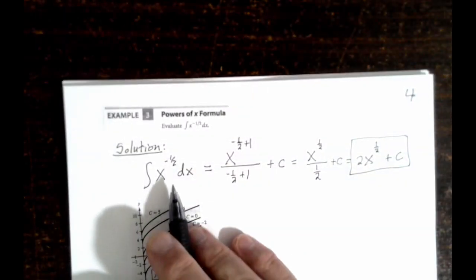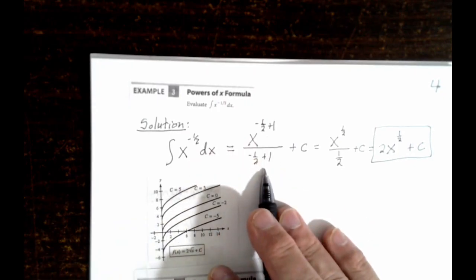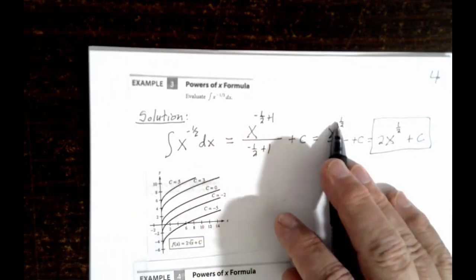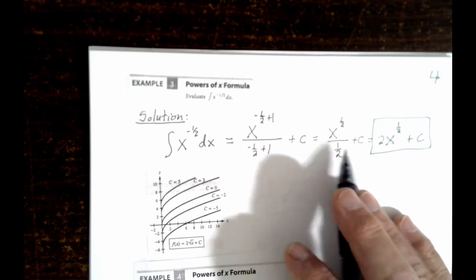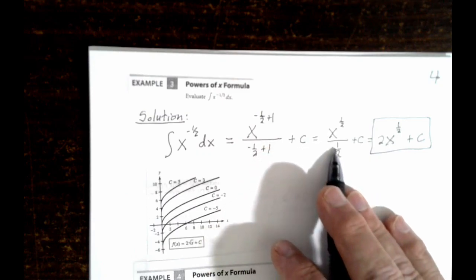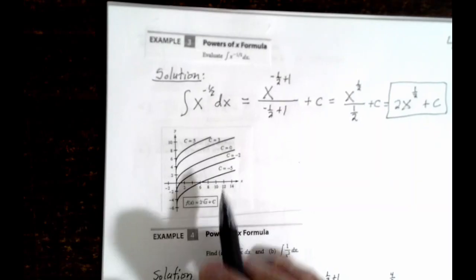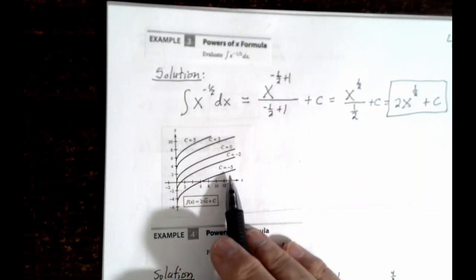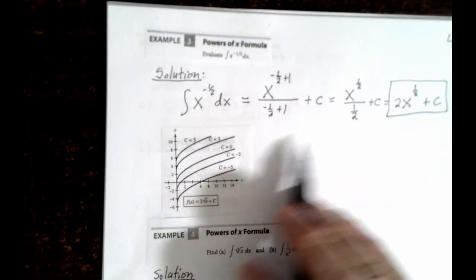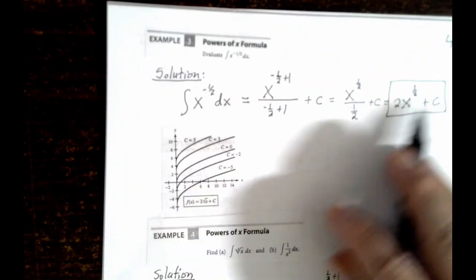What about x to the minus 1/2? Well, same idea. Add 1 to the exponent and divide by that new exponent, and you get 1/2, and when you divide by 1/2, you flip it and multiply it times the top, and it's really just multiplying by 2 over 1. And so you get 2 x to the 1/2. Now here's a whole family of graphs of 2x to the 1/2 where c is different.